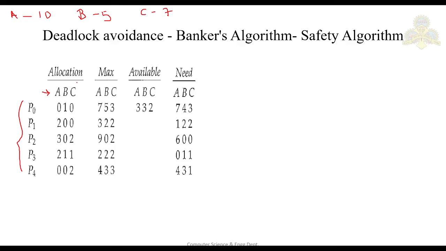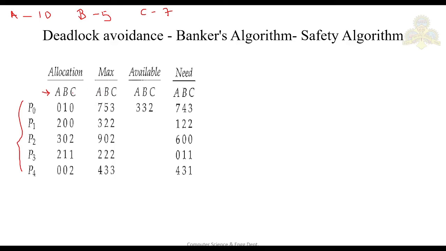Now this is the allocation. Process P0 has currently been allocated 0 instances of resource A, 1 instance of resource B, and 0 instances of resource C. Process P1 has been allocated 2 instances of resource A, 0 of B, and 0 of C. P2 has been allocated 3 instances of resource A, 0 of B, and 2 of C. P3 currently has 2 instances of resource A, and one each of B and C. P4 has been allocated 0 instances of A and B and 2 instances of resource C. Fine, so this is the current allocation.